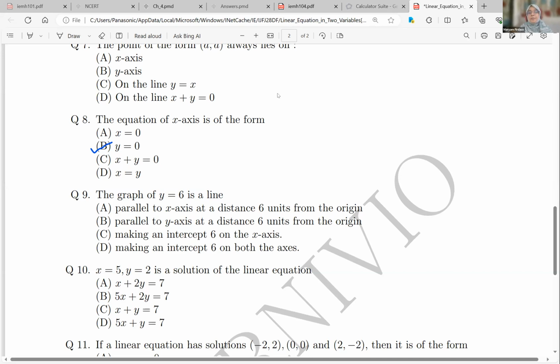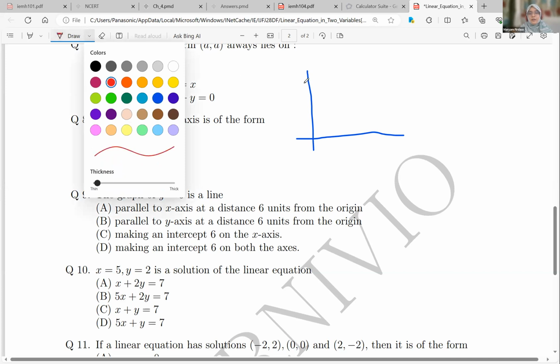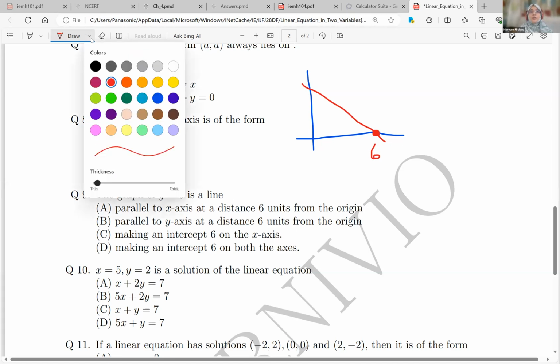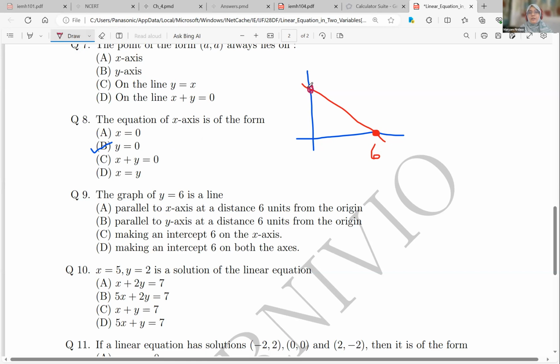Intercept means, for example, this is the y-axis, this is the x-axis. So intercept on the x-axis means this point over here on the x-axis. The point where it crosses the x-axis is 6. That is what option C is saying. And option D is saying that making an intercept of 6 on both the axes. That means this is also 6. This point where it cuts the y-axis is also 6, and the point where it cuts the x-axis is also 6.